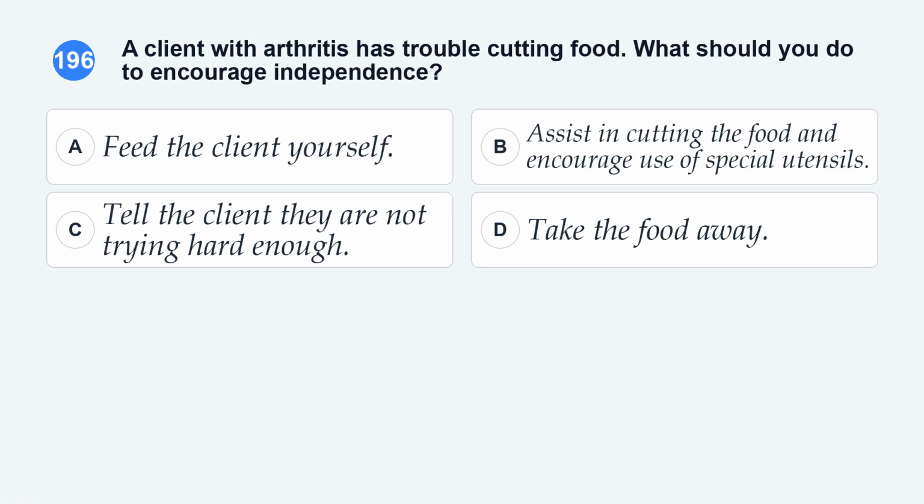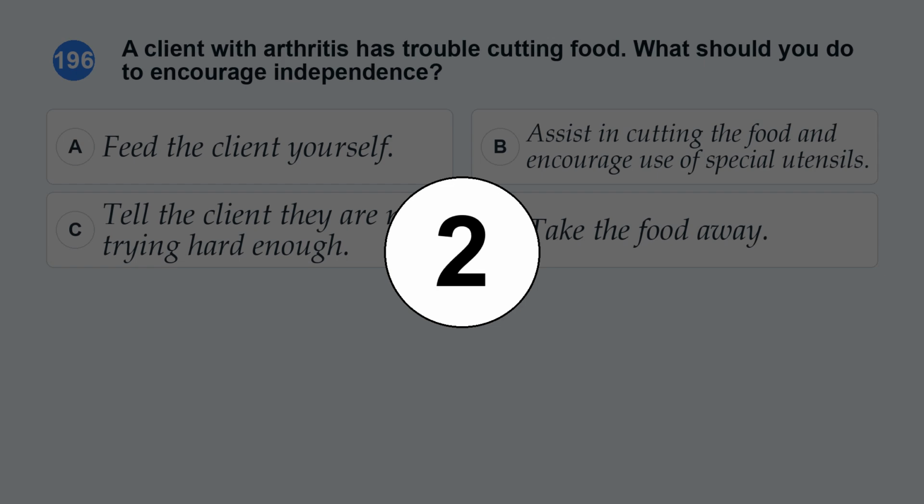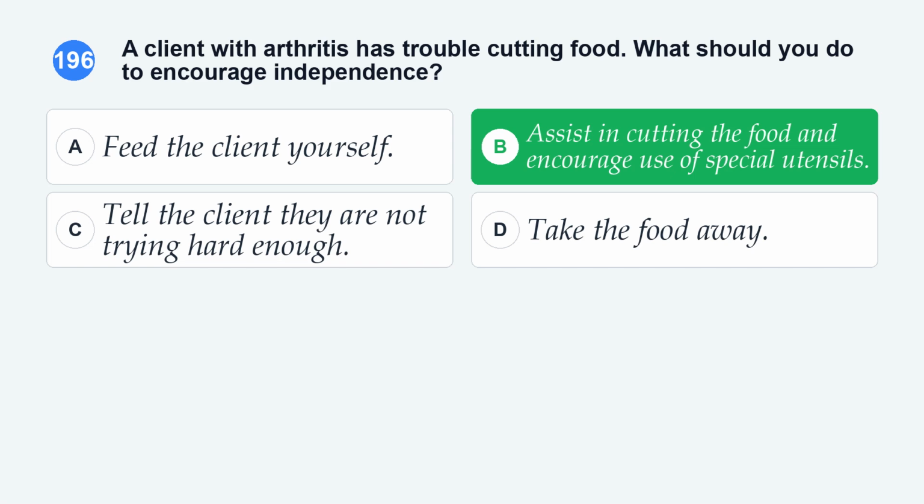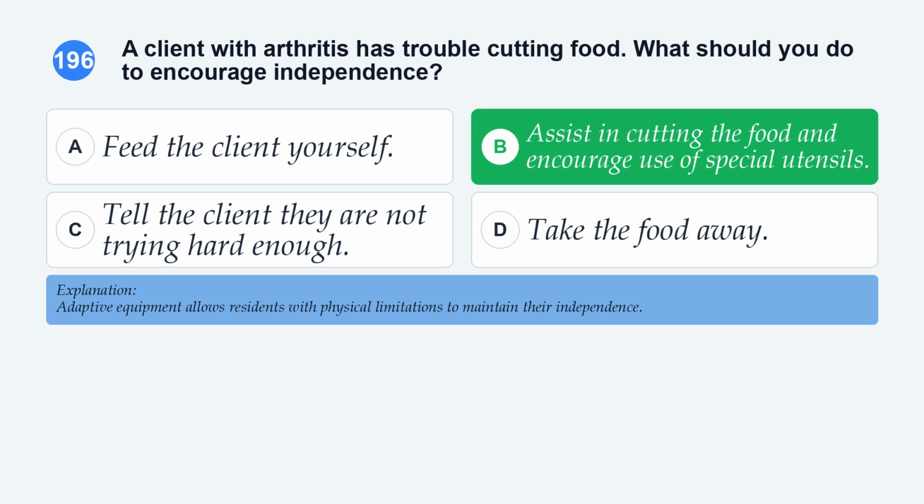Question 196. A client with arthritis has trouble cutting food. What should you do to encourage independence? Option A, feed the client yourself. Option B, assist in cutting the food and encourage use of special utensils. Option C, tell the client they are not trying hard enough. Option D, take the food away. The correct answer is option B, assist in cutting the food and encourage use of special utensils. Explanation. Adaptive equipment allows residents with physical limitations to maintain their independence.